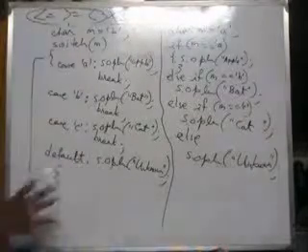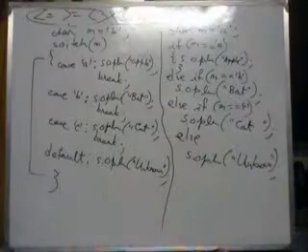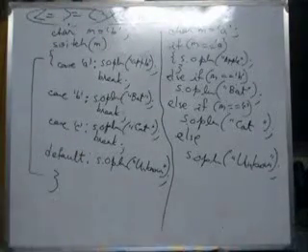Default is System.out.println unknown. That means if I give some other alphabet other than this A to C, then it will print unknown for us.